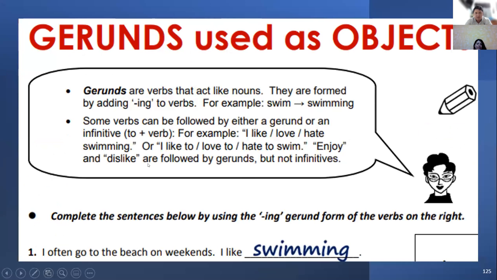Yes. And just to clarify something, a gerund can be used as an object if it's the second verb. Like you say, I like shopping. Shopping is the object, all right? It's the second one. Like in this case, take a look here. It says, I like swimming. Swimming is the second verb and is the object. Like, take a look at the example I have over here, Miss Carmen. I often go to the beach on weekends and I like swimming. Yes, the second verb is an ing, all right? It's the object of the statement.